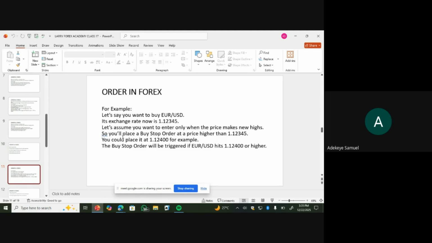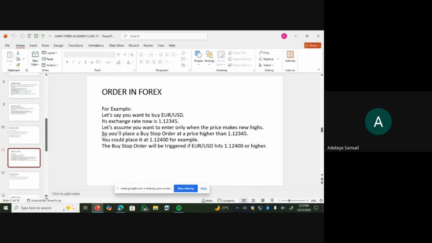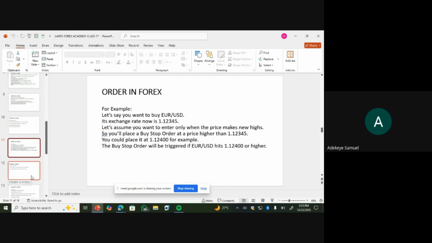So 1.1240 is higher than what? 1.12345. Can you see it now? So the buy stop will be triggered if EURUSD hits 1.1240 or higher. So you make your profit, really, as the market triggers and moves.